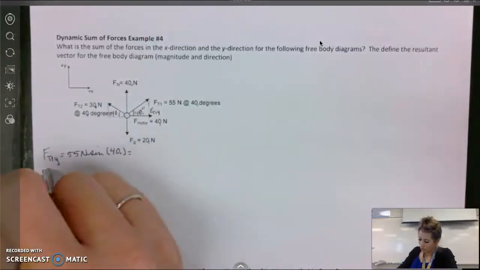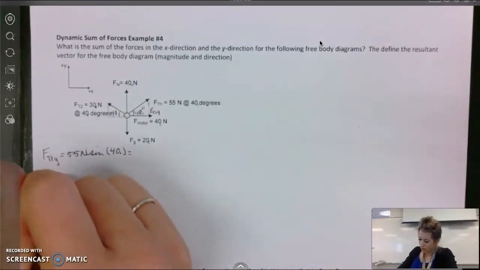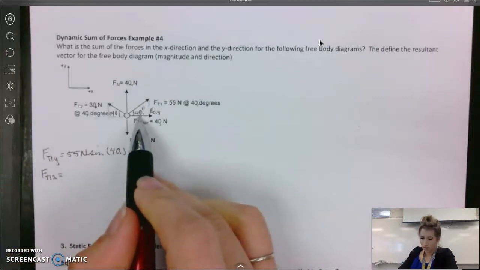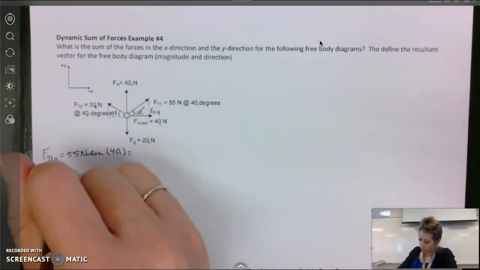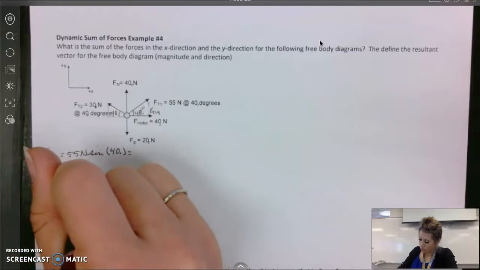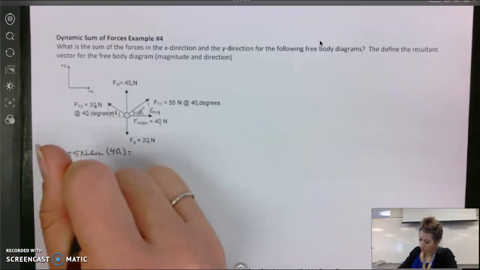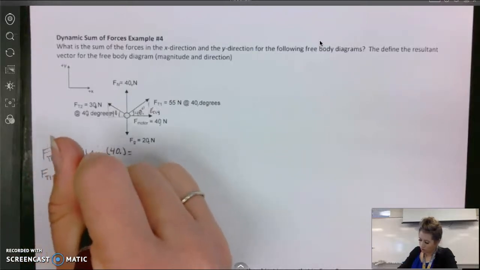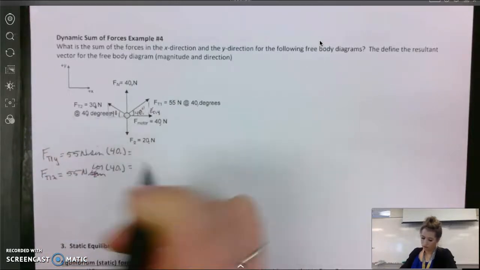And then force of tension 1 in the x, that's adjacent. So that's going to be 55 newtons cosine 40. Okay.